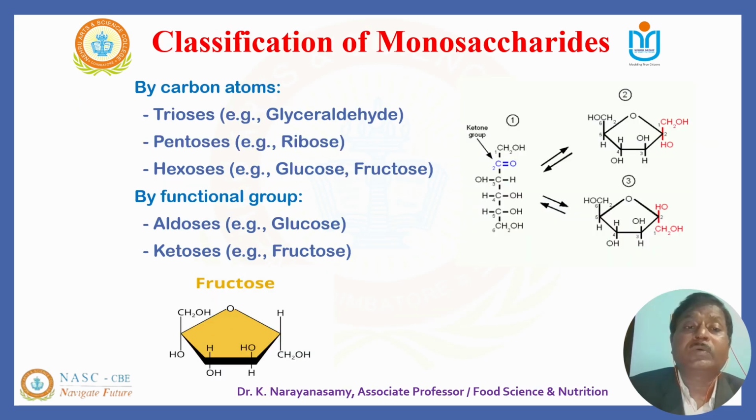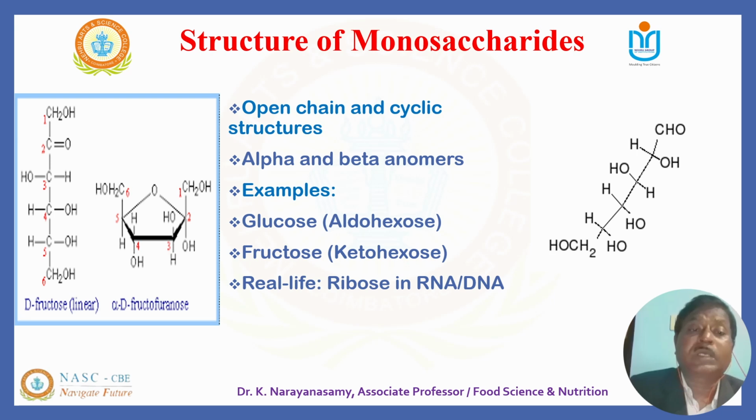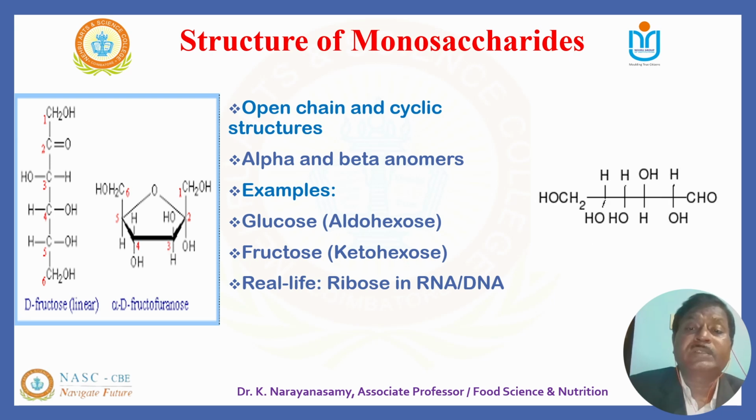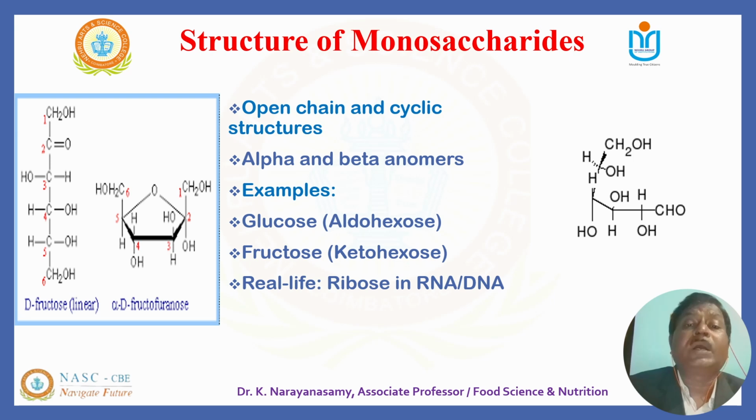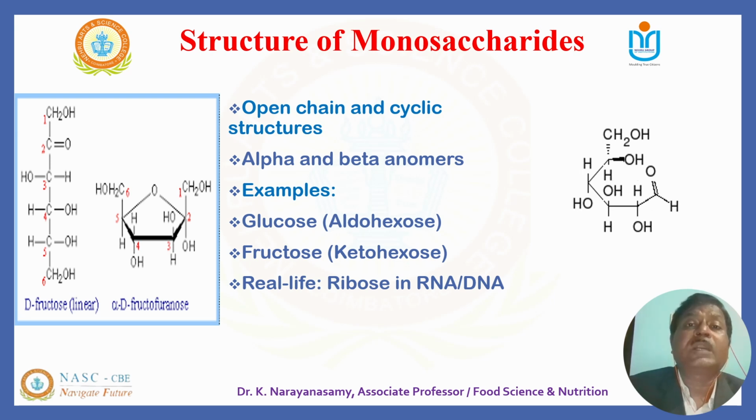Monosaccharides are classified based on their number of carbon atoms: trioses, glyceraldehyde; pentoses, ribose; hexoses, glucose and fructose. By functional group: aldoses, example glucose; ketoses, example fructose. This is fructose. Then monosaccharides, they are having open chain and cyclic structure. Here open chain is converted to cyclic structure. Alpha, beta anomers are possible. Glucose is an aldohexose. Fructose is a ketohexose.